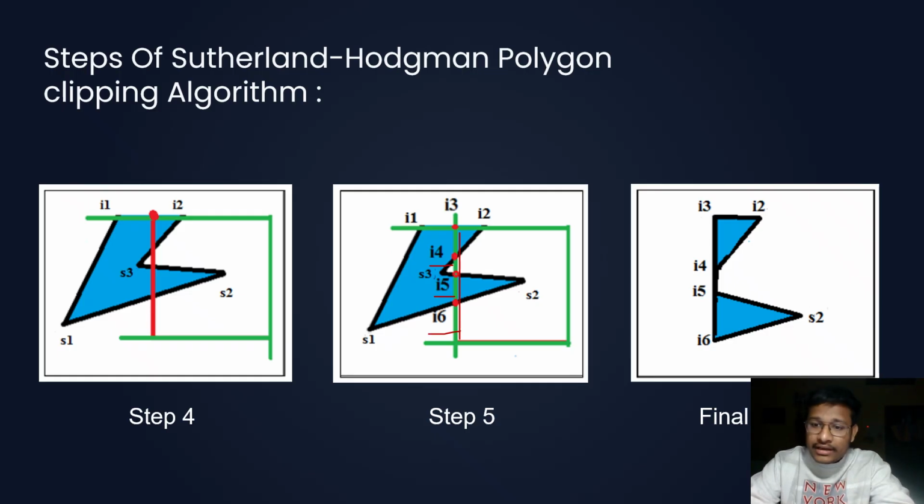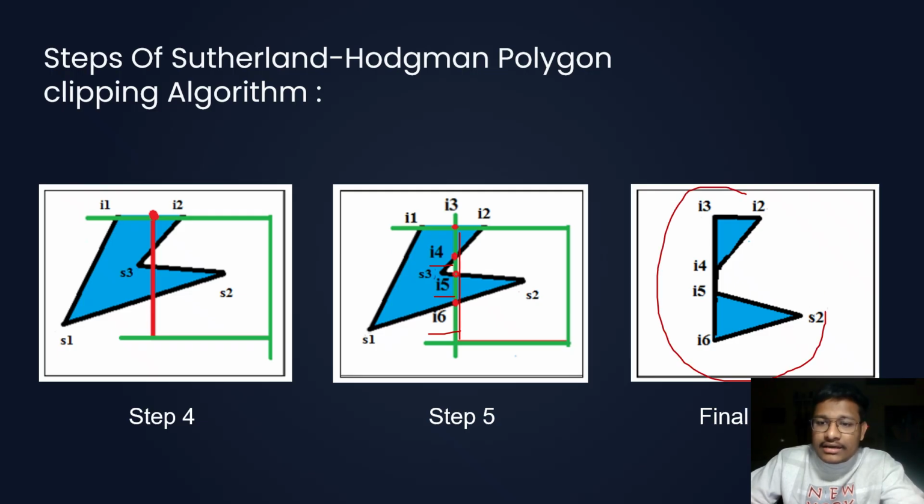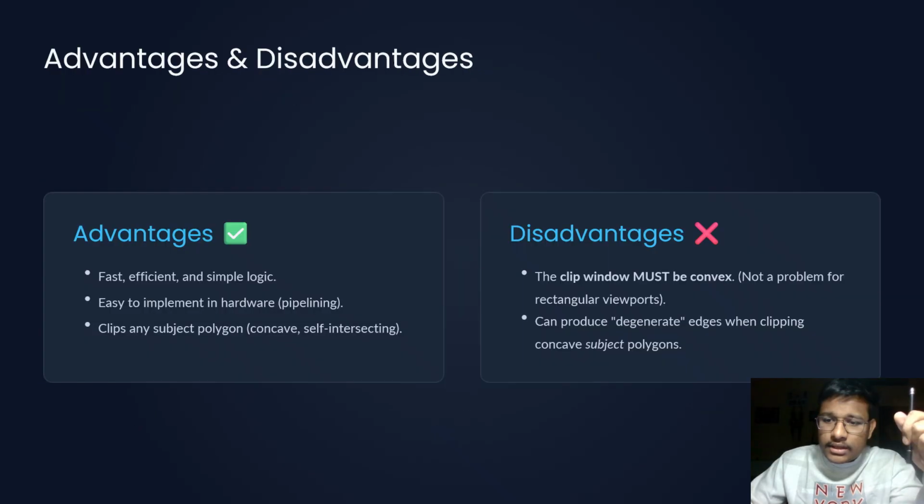After clipping the polygon, we see it was a very simple method. The Sutherland Hodgman polygon clipping algorithm is one of the simplest processes of clipping. After all these clippings, we got our result. This polygon is completely fitted into our window. Now, we'll see some advantages and disadvantages of our algorithm.